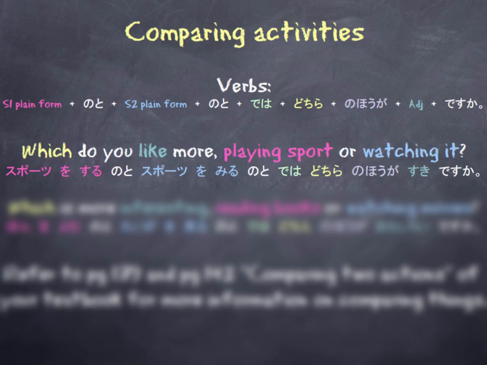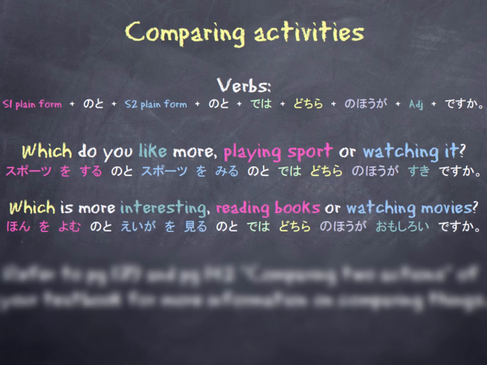For example, which do you like more, playing sport or watching it? Sportsu wo suru no to, sportsu wo miru no to, de wa dochira no hou ga suki desu ka? So we can see here that our first sentence is in plain form, sportsu wo suru, doing sport or playing sport. Our second sentence, sportsu wo miru, watching sport, and then following with de wa dochira no hou ga suki desu ka? So in this case, again, we're using the adjective suki, which is to like something, and our phrase dochira no hou ga, which is better.